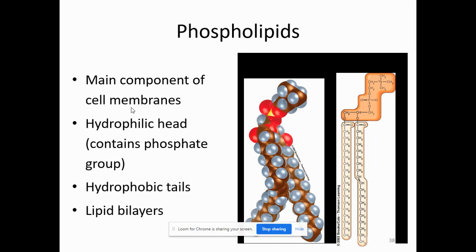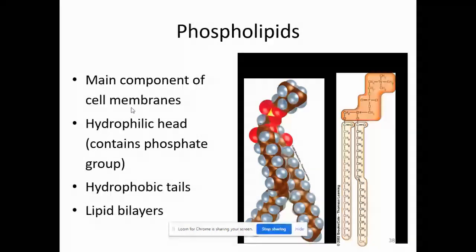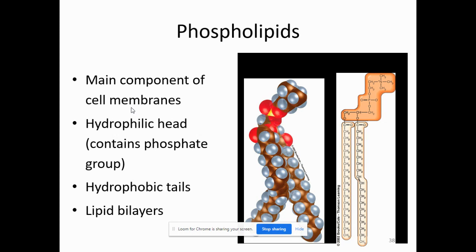The next class of lipids are phospholipids. We'll really talk about phospholipids when we talk about cell membranes in the next lecture. It's the main component of cell membranes. If you look at the structure of phospholipids, they have two parts: a hydrophilic head and hydrophobic tails. It's very important that they have those two parts, because it helps them carry out their function.